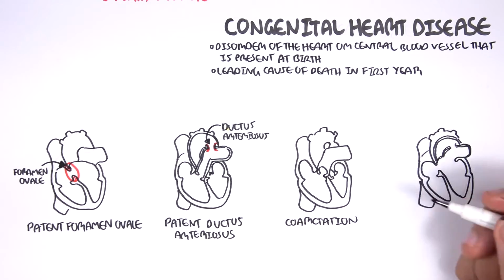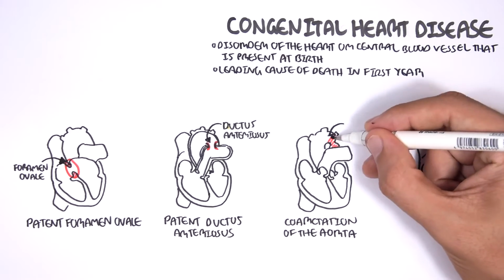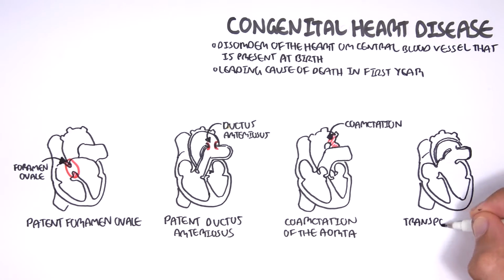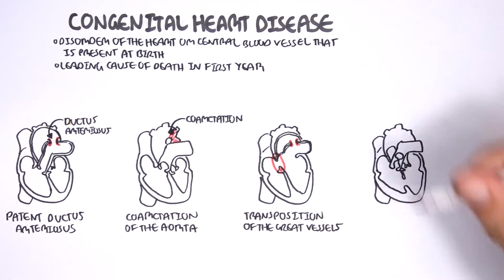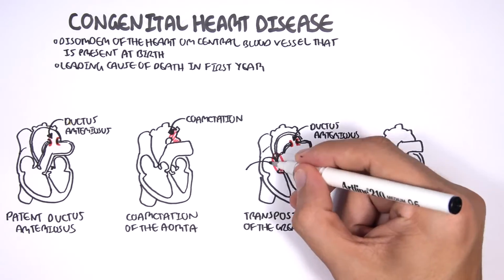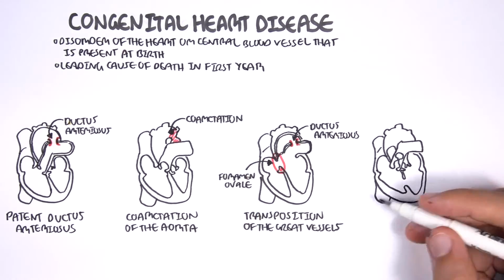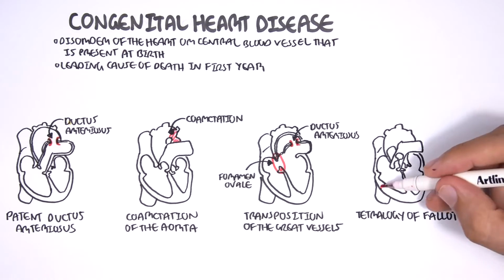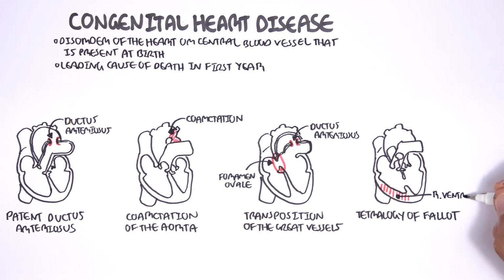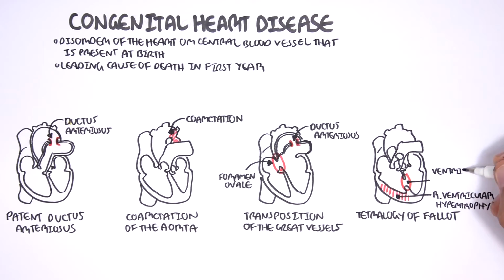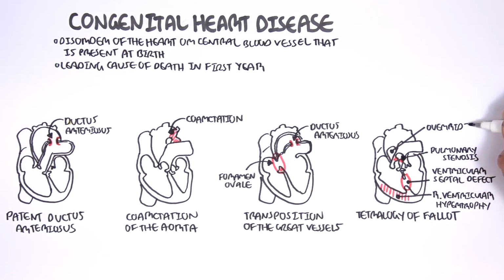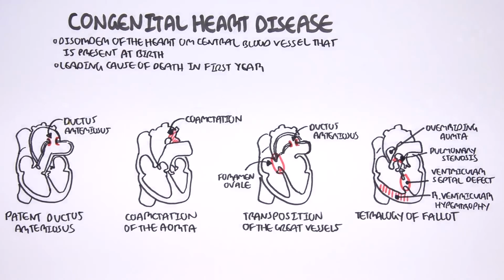Coarctation of the aorta is another congenital heart disease. Transposition of the great vessels is where both the foramen ovale and patent ductus do not close. And the final congenital heart disease we will mention is tetralogy of Fallot, which is composed of 4 things. These are right ventricular hypertrophy, ventricular septal defect, pulmonary stenosis, and the overriding aorta. So all these 4 represent tetralogy of Fallot.